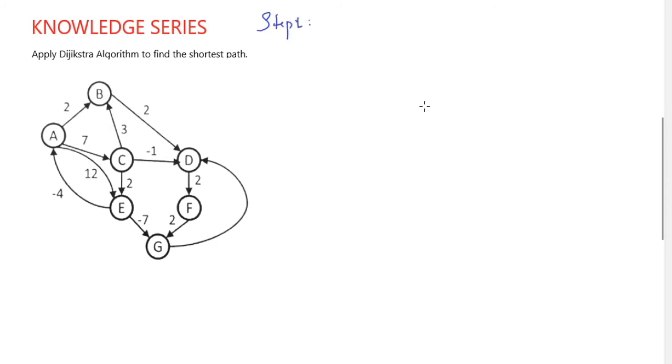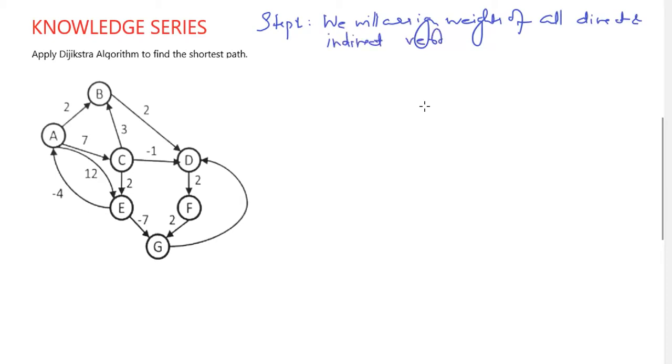Step 1. In step 1, what we will do is assign weights of all direct and indirect vertices. So let us see how to assign the direct and indirect vertices. We will start from A. This is our starting point, so let me mark this one as the start.